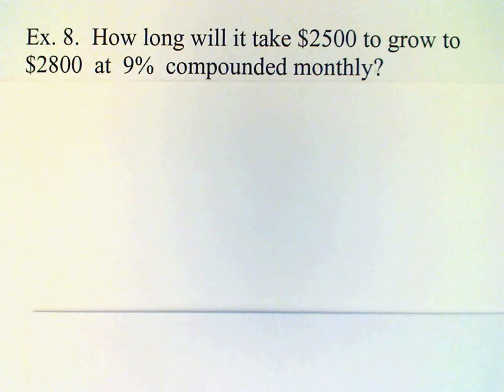In the last video, we saw how to use the exponent property of logarithms to solve for an unknown exponent. And this is the technique that we will need to use in solving a problem such as this one. How long will it take $2,500 to grow to $2,800 at 9% compounded monthly? This question asks how long, or equivalently, how many periods will it take? And so that means that we will need to solve for that unknown exponent.